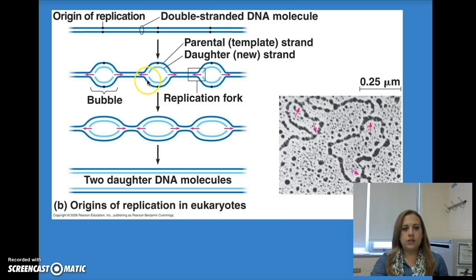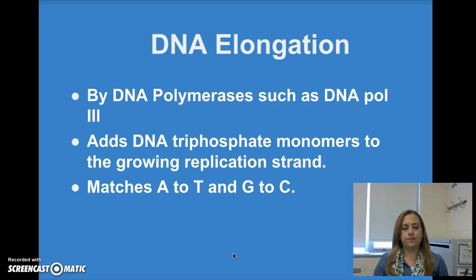Replication is going to continue at all of these different origins until eventually you can see here those bubbles are expanding, they're getting closer together, and eventually these new DNA molecules will fuse together and you'll have the two daughter DNA molecules. So it looks a little bit different than the prokaryotic, and you're having lots of spots where replication is happening instead of just starting in one spot and then spreading towards each other.